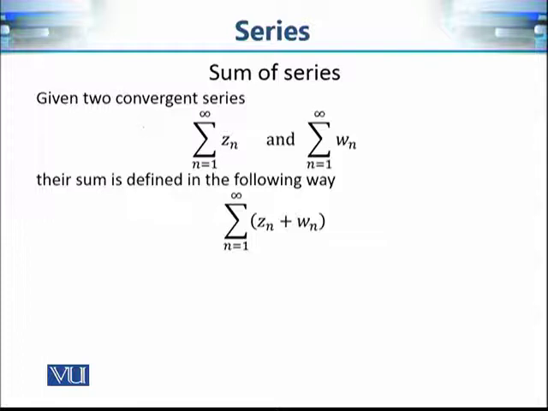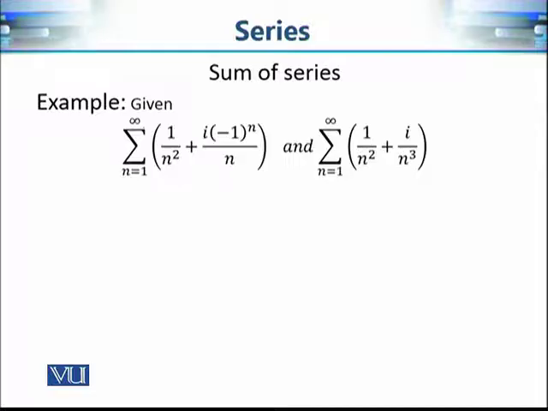The second term is Z2 plus W2. The third term is Z3 plus W3. So of course we can guess that we are adding the corresponding terms of these series: first term with the first term, second term with the second term, and so on. Of course, you can interpret this addition in some other way as well, but this is the useful way of interpreting this addition of two series.